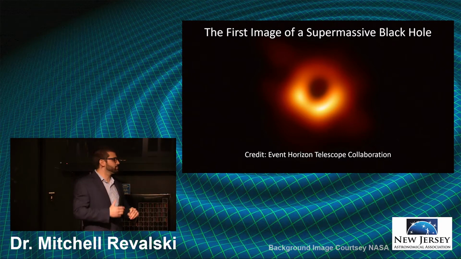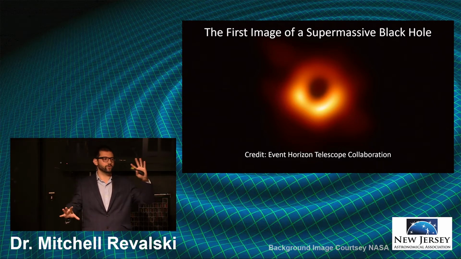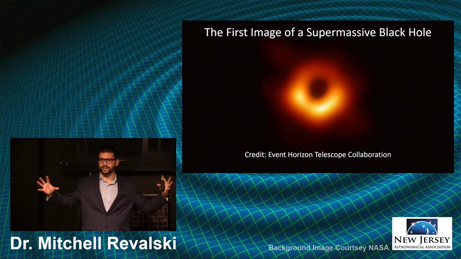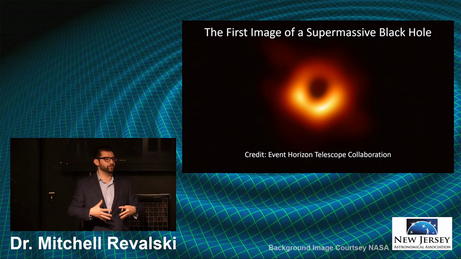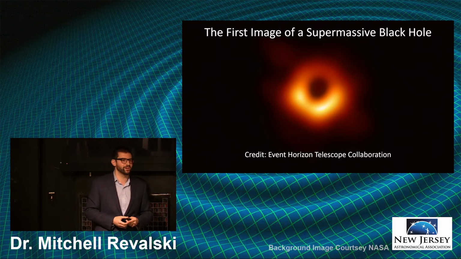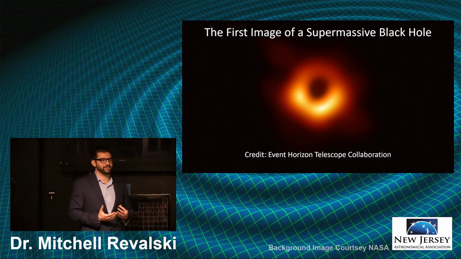This was produced with radio interferometry. Basically, you have telescopes all over the world that are taking data, and you get a stereoscopic view from different points of view, and then you bring all the data together and you process it to get this final image. So this is one of the really big advancements in astronomy in the last year or two.